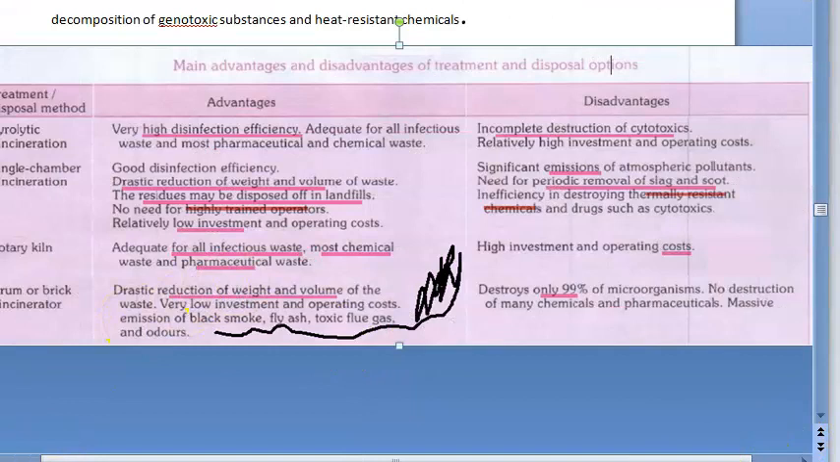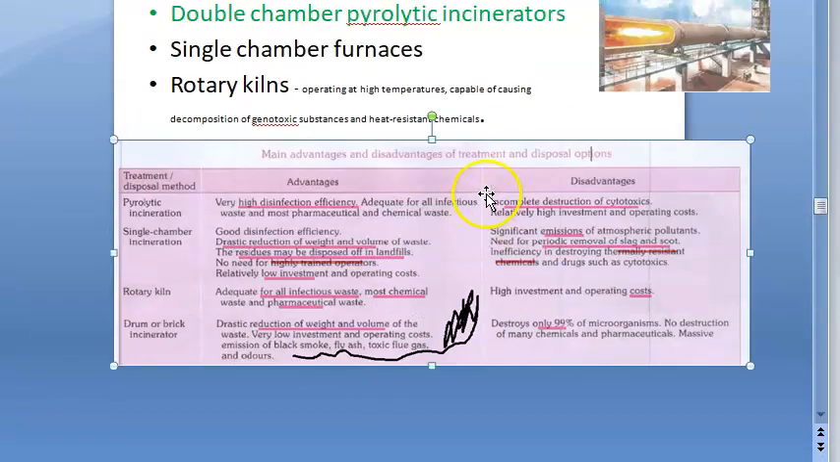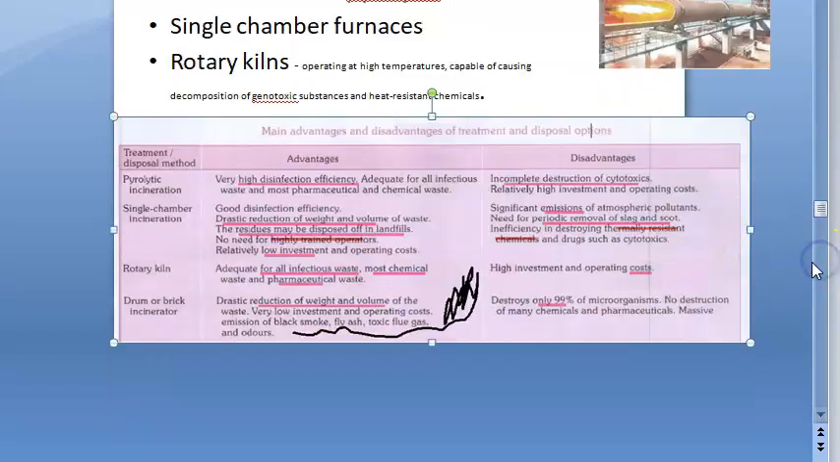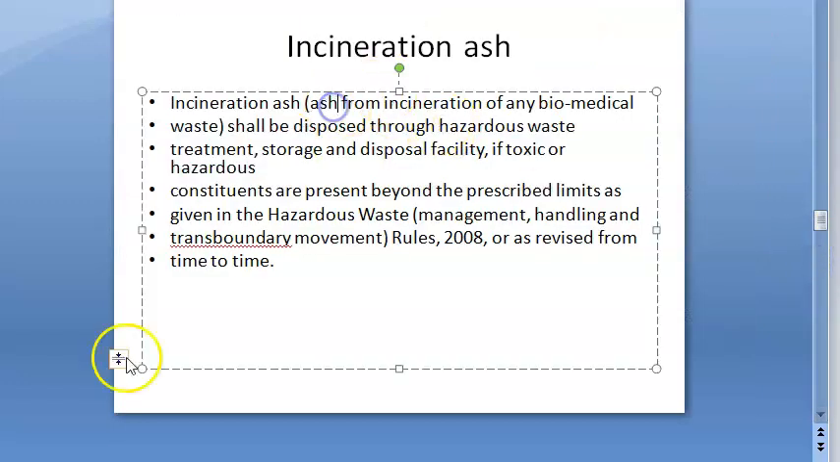So at this point, what have we completed? We have completed types of incinerators. Still incinerators, only one slide is there, I think. What do you do with the ash? Interestingly, the ash also is considered hazardous. It is disposed of through hazardous waste treatment. Fine. The incineration ash shall be disposed through hazardous waste.